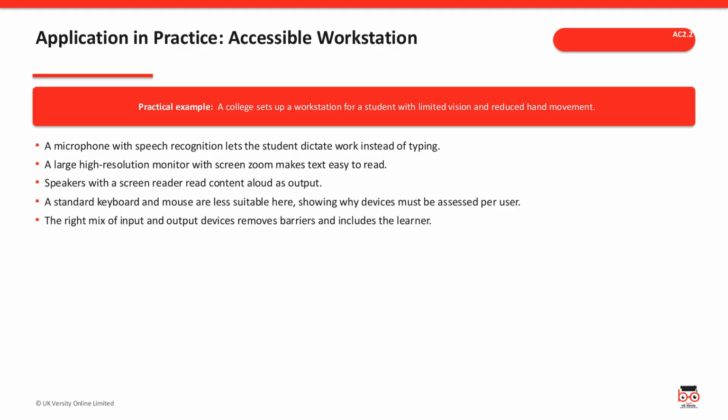Here's a case that really shows why you assess per person. A college is setting up a workstation for a student with limited vision and reduced hand movement. A microphone with speech recognition lets them dictate their work instead of typing. A large high-resolution monitor with screen zoom makes text easy to read, and speakers with a screen reader read the content aloud. A standard keyboard and mouse just wouldn't suit here, and choosing the right mix of devices removes the barriers and includes the learner.